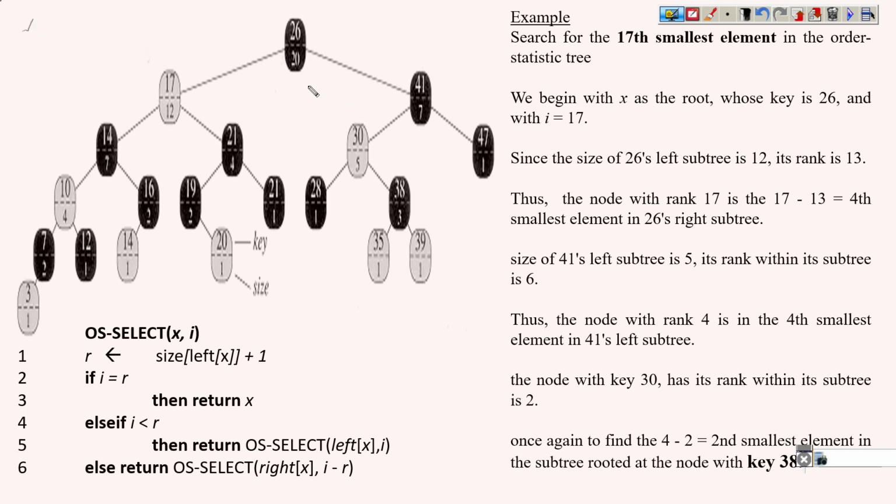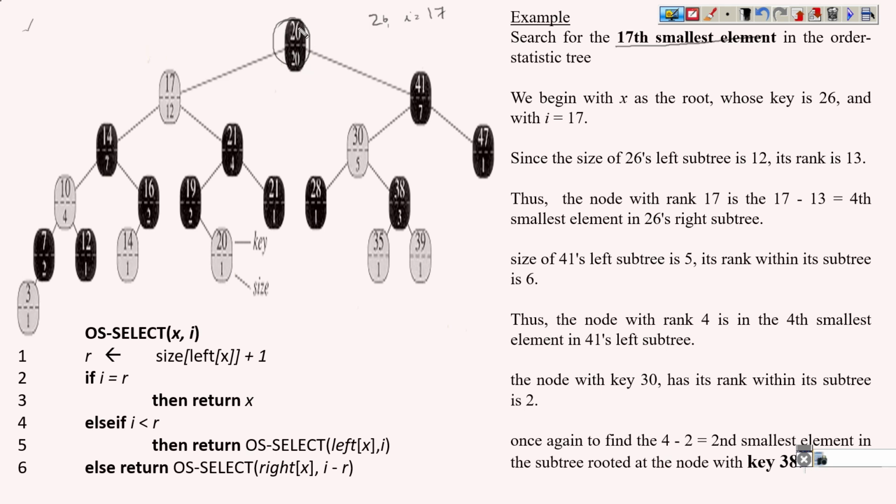Now let us understand how we can find the element of a given rank. Here, if I want to find the 17th smallest element, or the element with rank 17, it is the same meaning. Then how can we proceed? You can see here our key value is 26 and our i is 17. First we find out the rank of this particular node. Now this 20 is not the rank; 20 is basically the size.